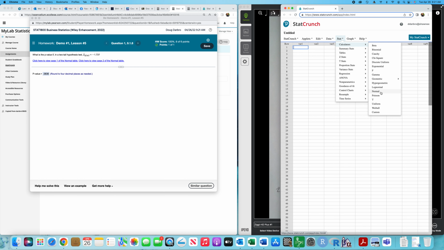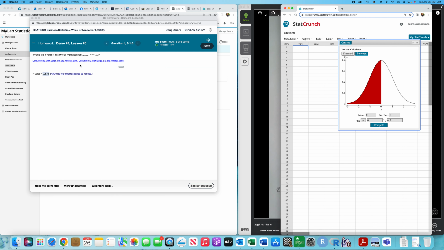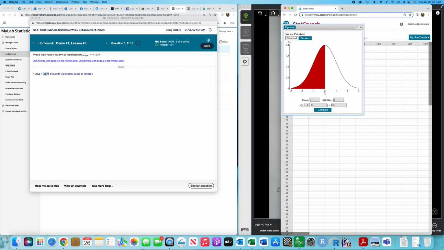So go to the calculator, go to normal, and since we have z, we know that we use the standard normal distribution, mean 0, standard deviation 1. And we have a negative number for the test statistic, so that means we have to find the area in the left tail. If the z statistic was positive, we'd have to find the area in the right tail. So I need less than negative 1.73. And I calculate this, and you say, well, that's not the answer you gave. No, because we have to multiply by 2.